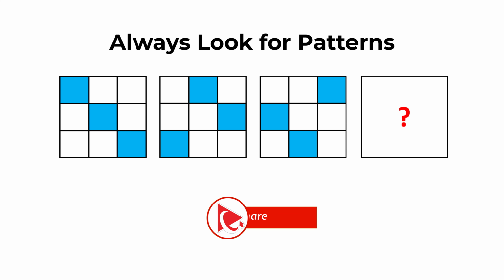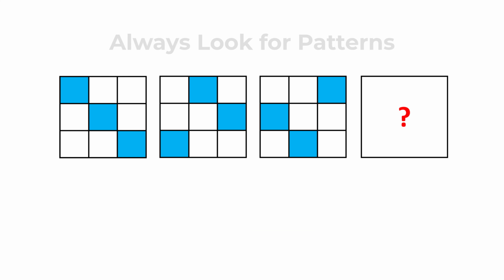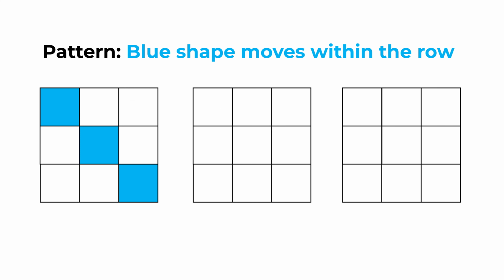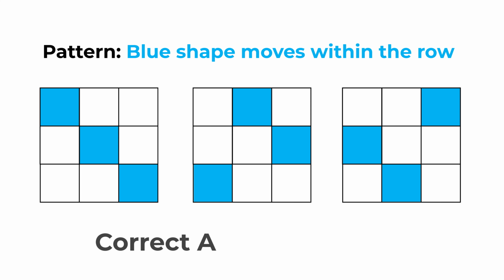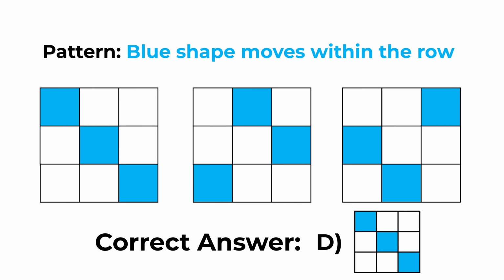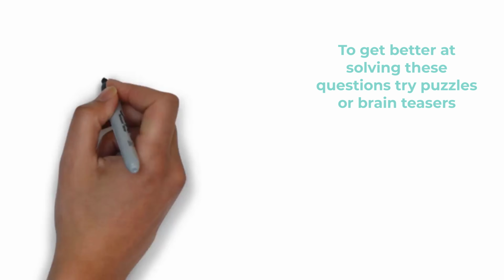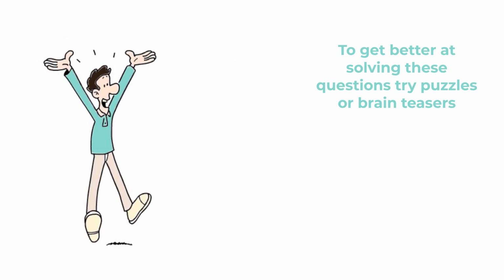What you need to know to answer this particular question is that blue shape moves within the row of the larger shape. In each row, blue shape moves from left to right, one step at a time. And once blue shape reaches the end of the row on the right, it reappears on the left. So the correct answer here is choice D. Hopefully you've nailed this question and now know how to answer similar problems on the test.